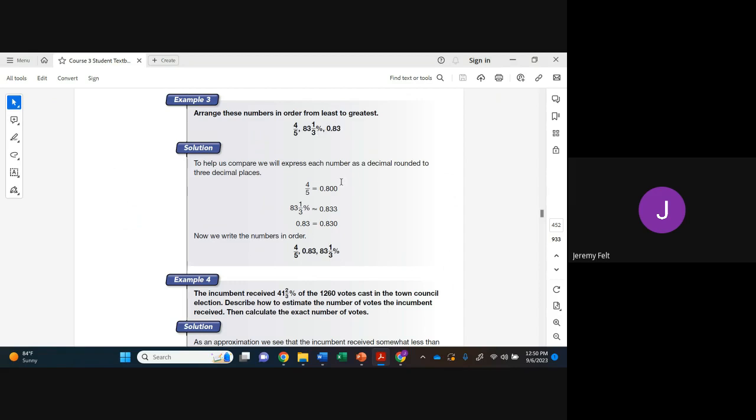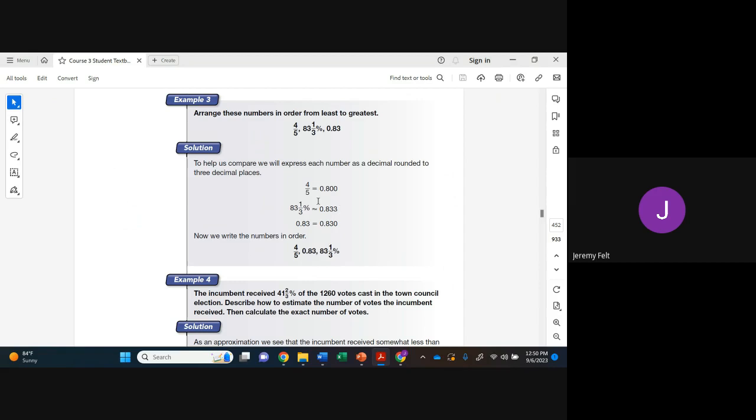Then once we have that, we can compare. This is our largest value, so it'd be all the way to the right. This would be in the middle, okay, and then 4/5 is just 0.800, so that would be our smallest value.